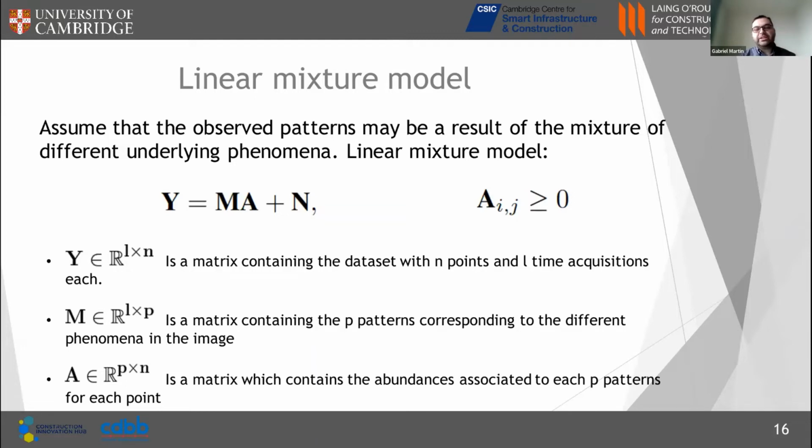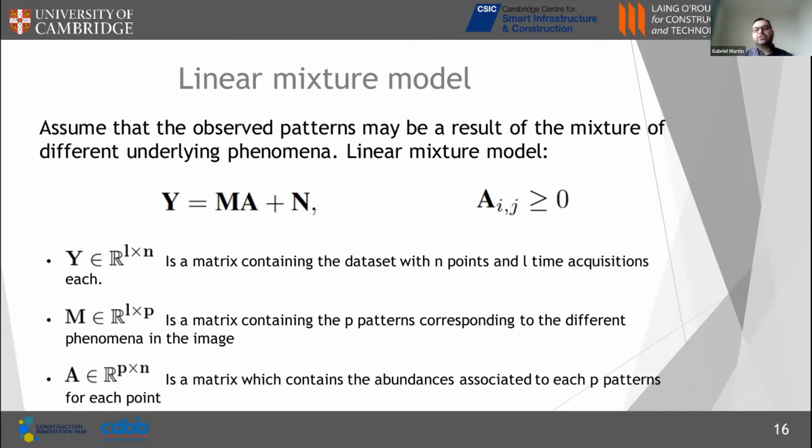And then the matrix A corresponds to the abundances or proportions. So we have the abundances associated to each of the different general patterns. This matrix is P times N, where N is the number of points that we have on the data. Then we have matrix N, which accounts for noise related to the acquisition or maybe atmospheric, which is very common on these kinds of images. And also we are going to consider the non-negativity constraint. We are going to consider only positive proportions or positive abundances.